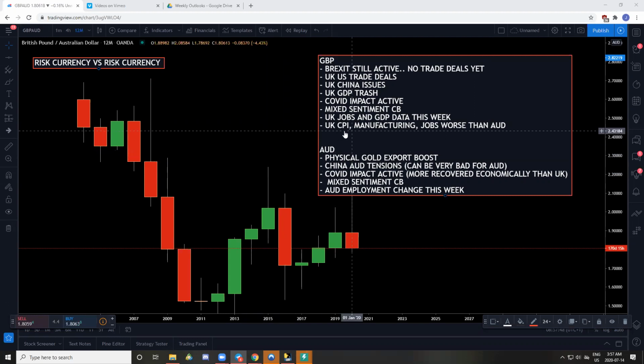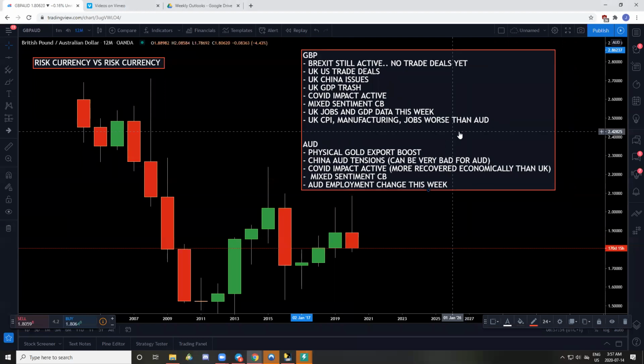Now that we understand, you really want to look at what impacts each currency when you're dealing with a risk currency versus a risk currency. When I'm looking at GBP, I'm noticing a lot of tension, a lot of potential sellers pressure still.